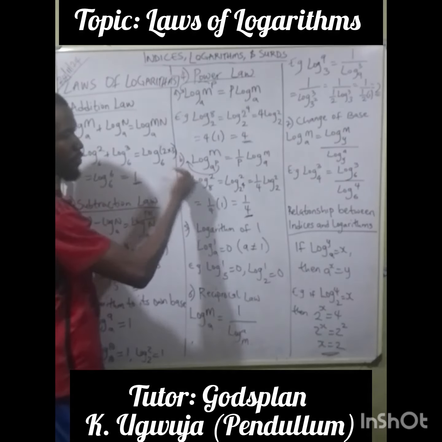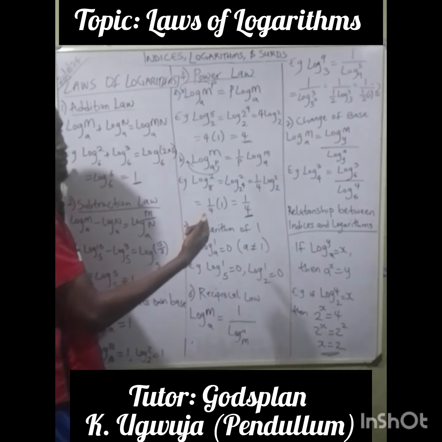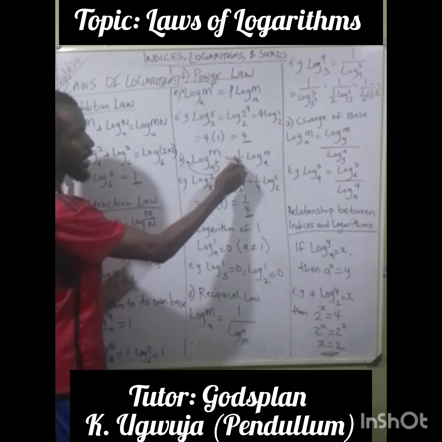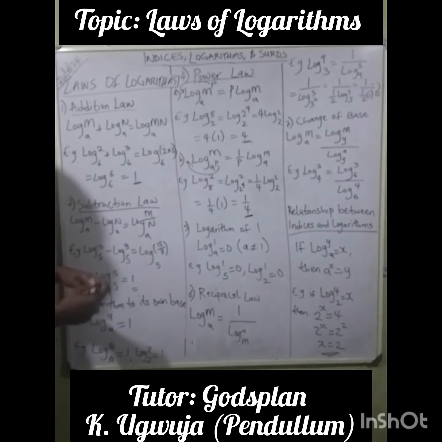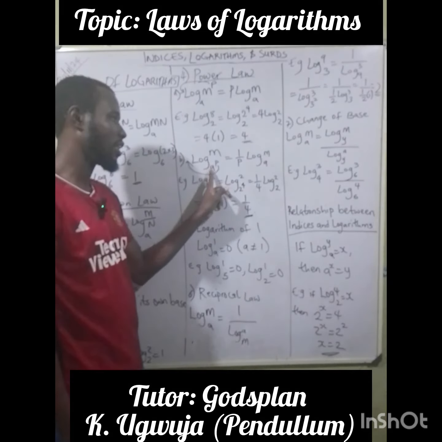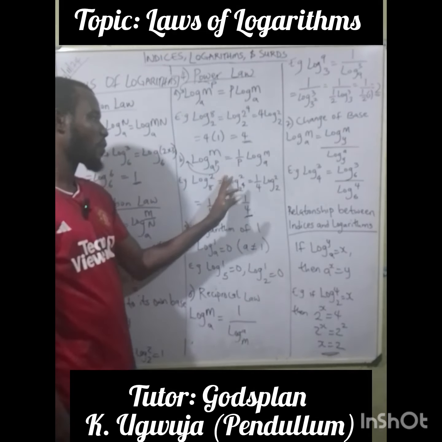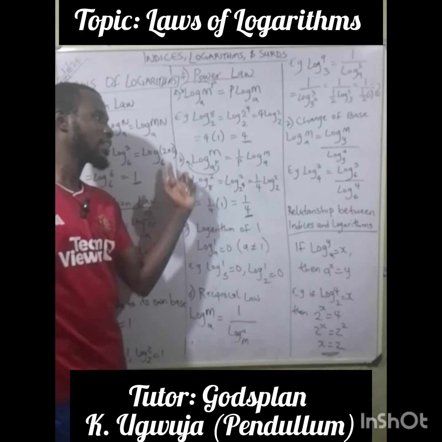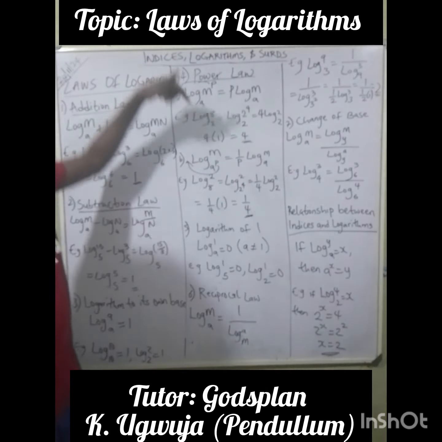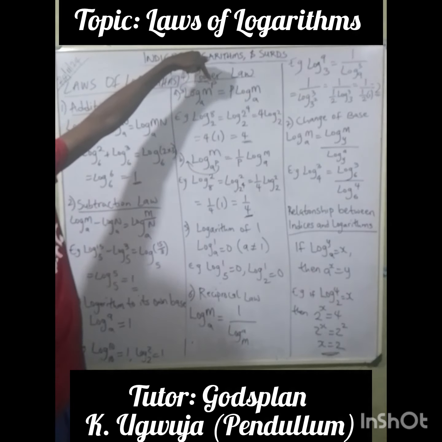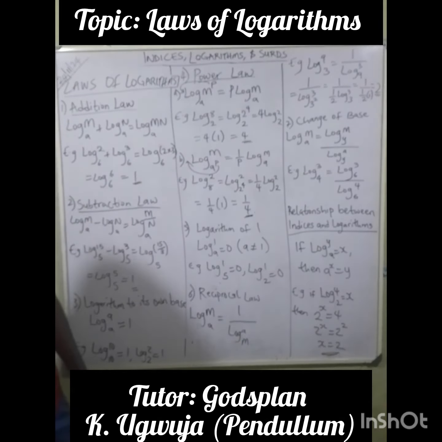But since you are bringing it from the base, it's going to be a reciprocal of the power. So it's going to be 1 over p, then log m base A. So you just remove the power and bring it back, but if you are bringing it from the base, it is 1 over the power. If you are bringing it from the number in front of the logarithm, it just comes as a whole number.